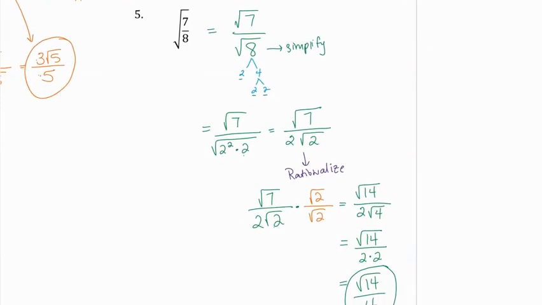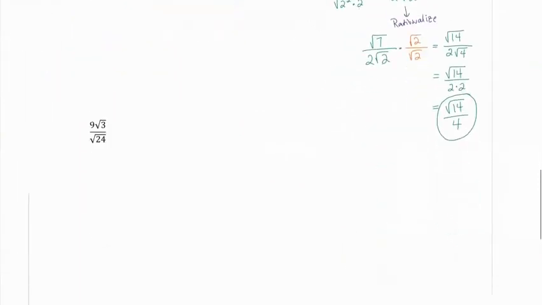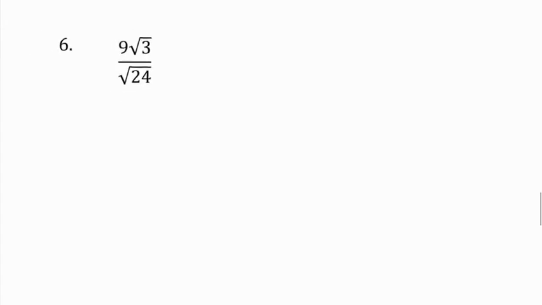There are different ways to go about getting these finished. I'm just showing you the way that's the most logical to me. Okay, one more here. I've got 9 radical 3 over 24.